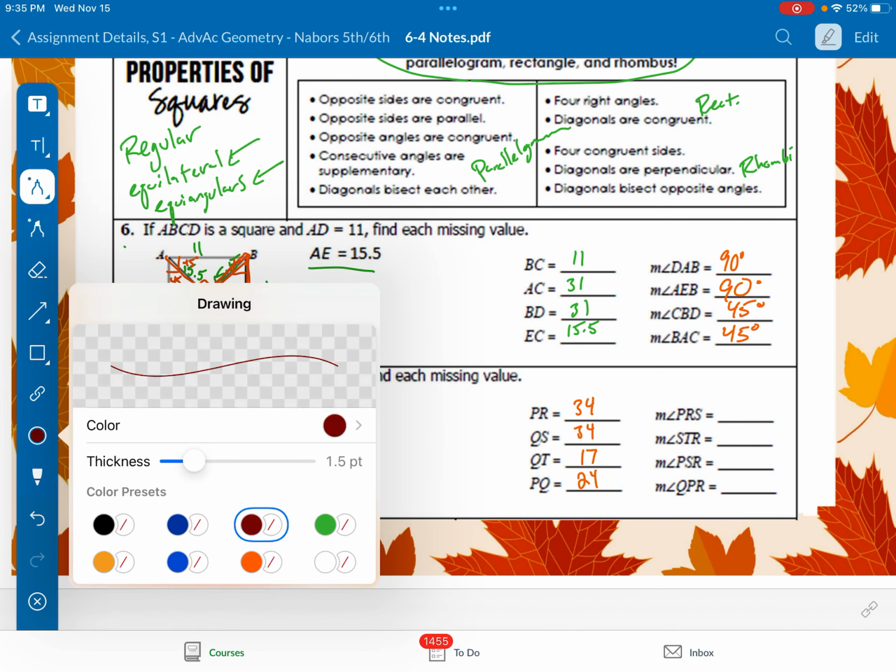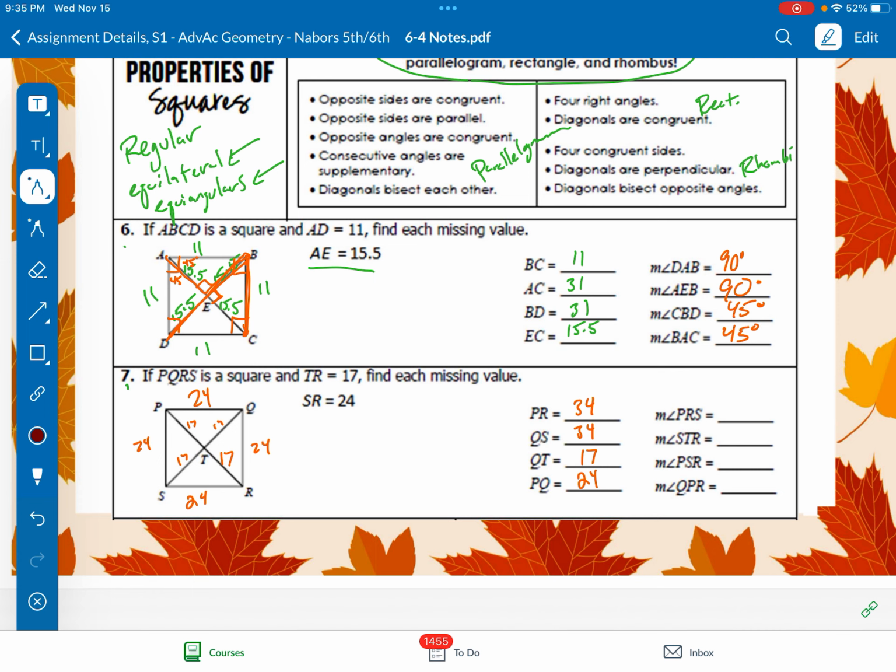It's going to be the exact same thing. Just make sure you are reading these angle names properly and looking at the correct place. That is the one thing you definitely got to make sure you do here. P to R to S, that's right here, that's 45 degrees because it's going to be half of 90. S to T to R, that is right here. That's where the diagonals intersect, so that's 90 degrees.